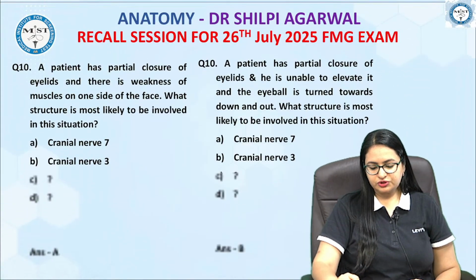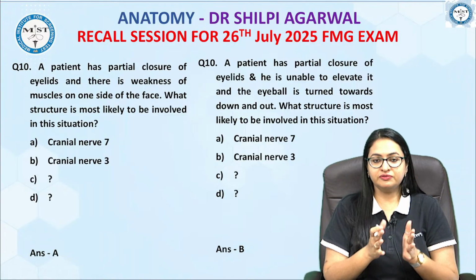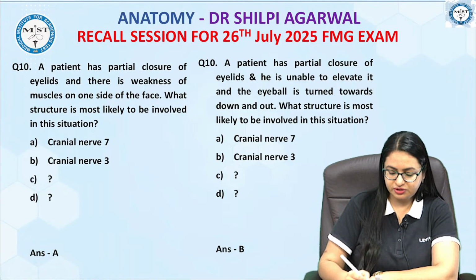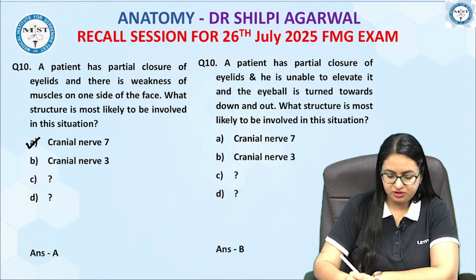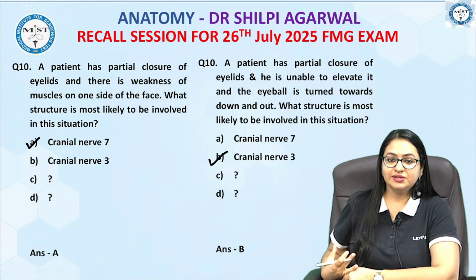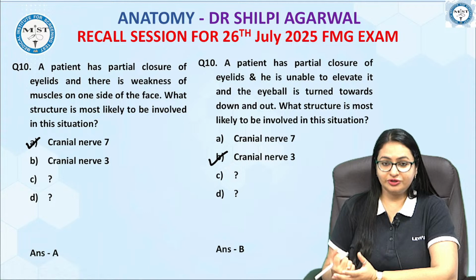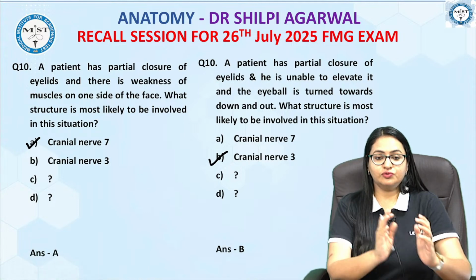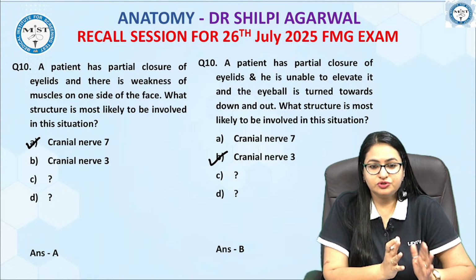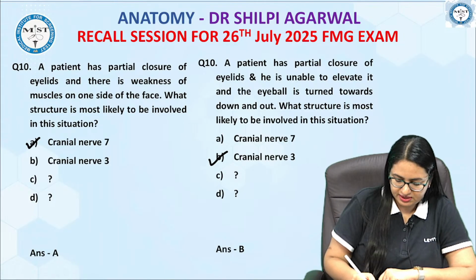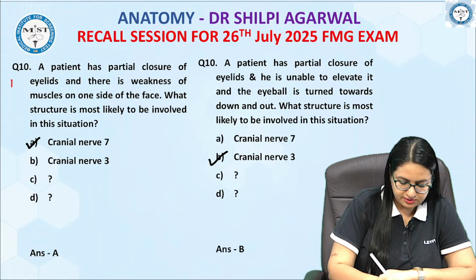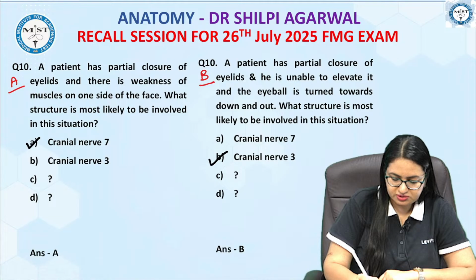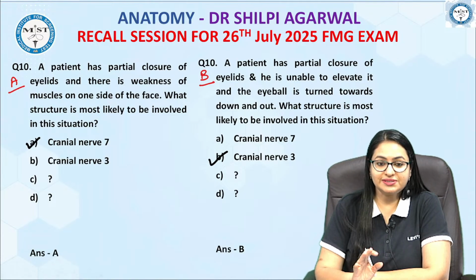Now again in this question, I have been given the recall of two types of question. One question is regarding the facial nerve. Another question was the recall of the oculomotor nerve, the third cranial nerve. I will mark them as A and B so that you are able to tell me which question, according to you, was actually asked.